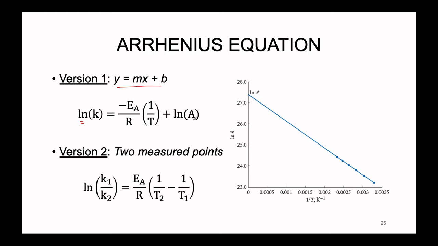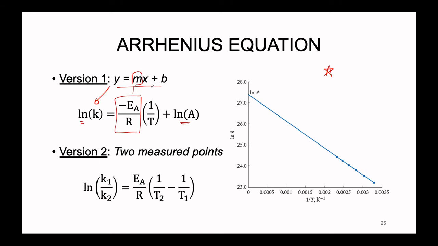Natural log of K is present, natural log of A is present. We've just moved what was in the exponent from being behind the natural log of A to being in front of it in order to match this y equals mx plus b format. So our y is going to be equal to the natural log of K in a graph like we can see here on the right. The slope m is going to be equal to our negative activation energy divided by constant R.